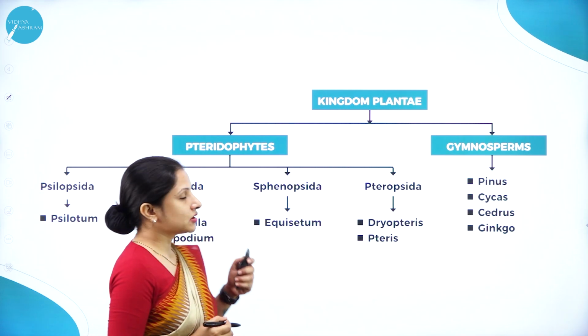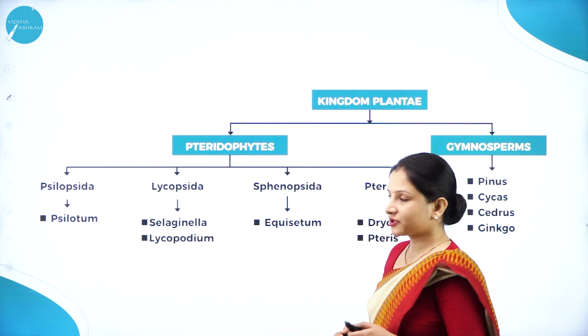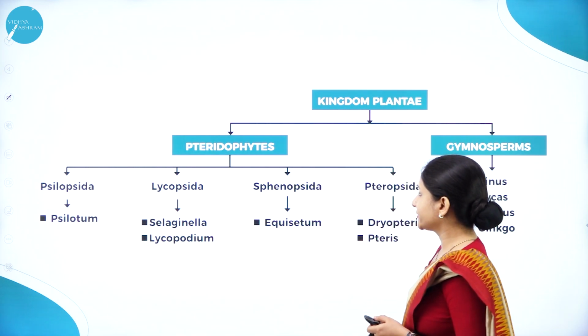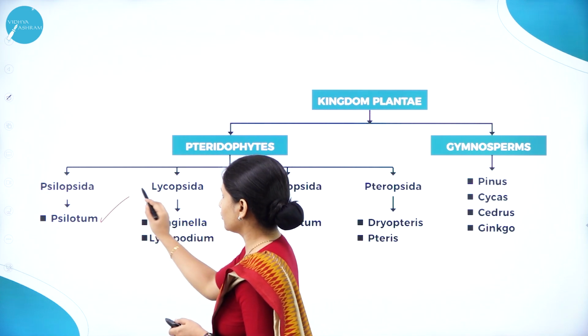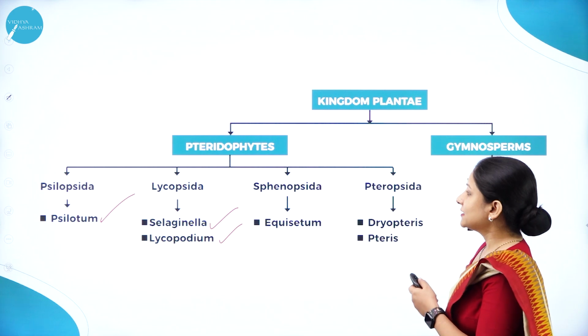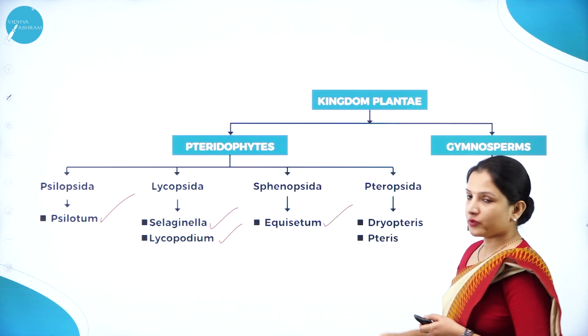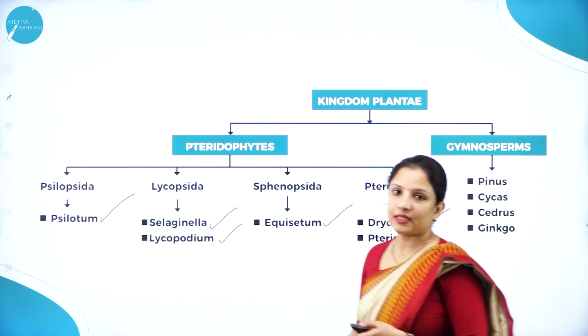Next come pteridophytes. Under that, it is again divided into Psilopsida, Lycopsida, Sphenopsida and Pteropsida. Psilopsida, the example is Psilotum. Lycopsida: Selaginella and Lycopodium. Sphenopsida: Equisetum. And Pteropsida: Dryopteris and Pteris.